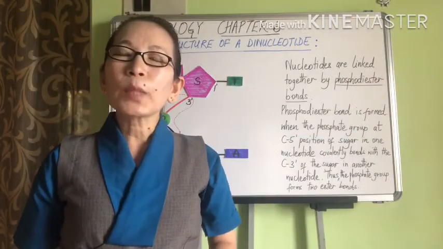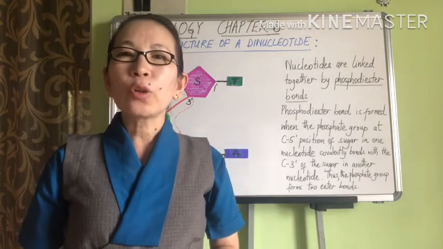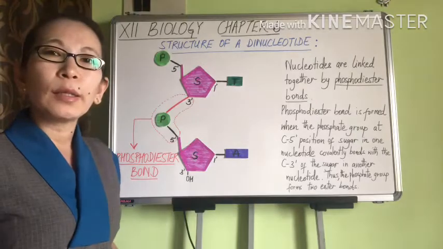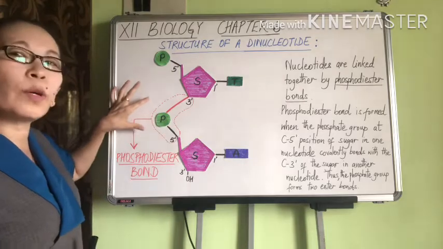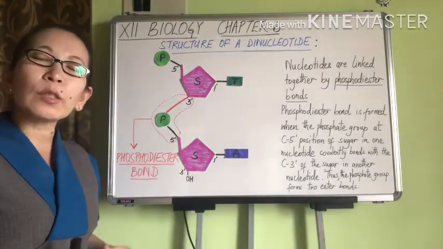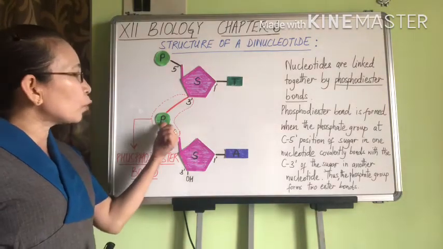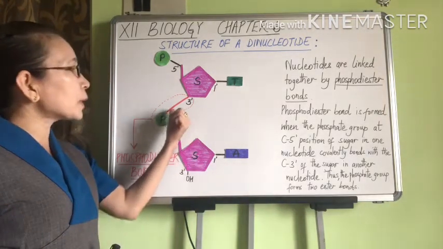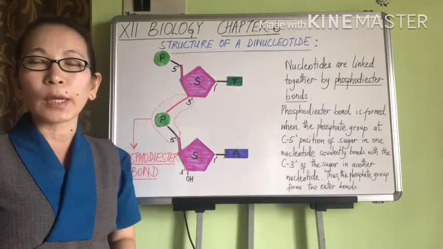DNA and RNA are complex polynucleotides in which a chain of nucleotides are linked together. To show you how the nucleotides are linked, I have displayed the structure of a dinucleotide. Over here, we have 2 nucleotides which are linked together by means of a covalent bond called the phosphodiester bond. So what is this phosphodiester bond? This is a bond which is formed when the phosphate group attached to the 5' carbon of the sugar in one nucleotide forms a second ester bond with the 3' carbon of the sugar in another nucleotide.